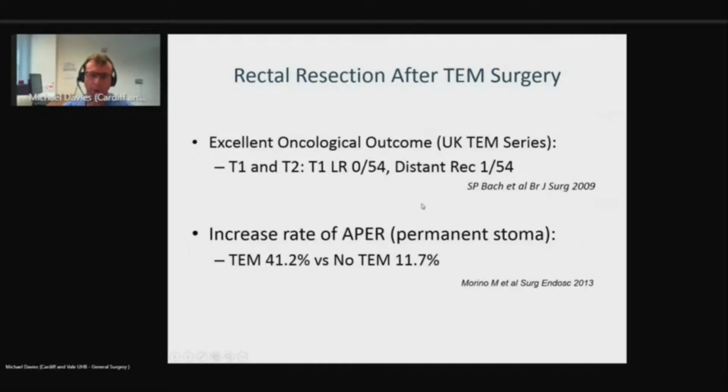The other aspect of rectal resection after TEM surgery is that it can increase the risk of APR. So there are certain patients who will go ahead and accept a rectal resection. The oncological outcomes are good, but there is potentially an increased risk of stoma formation having operated on the rectum already.